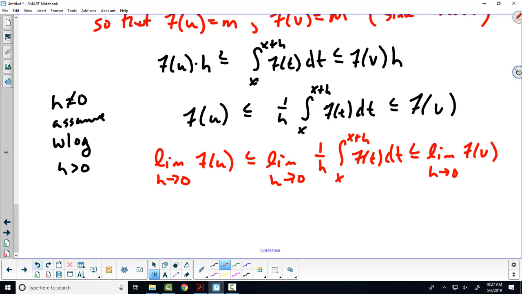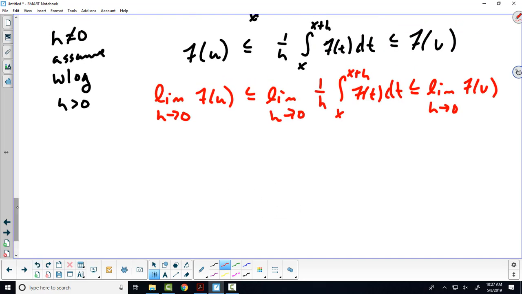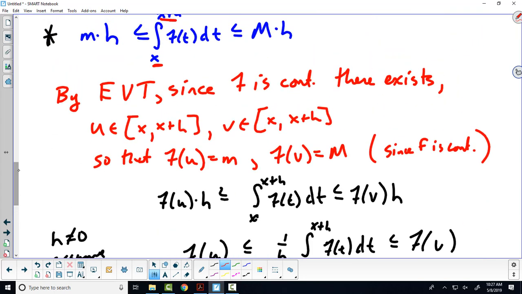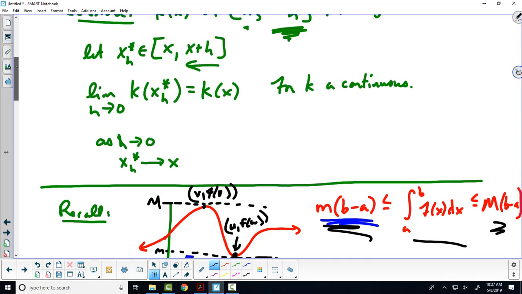I claim that this limit right here on the left-hand side is just f of x. How come? Well, where was u? U was a number inside this interval, right? U was this number right here that was sitting inside this interval. As h goes to 0, what does u go to? X.